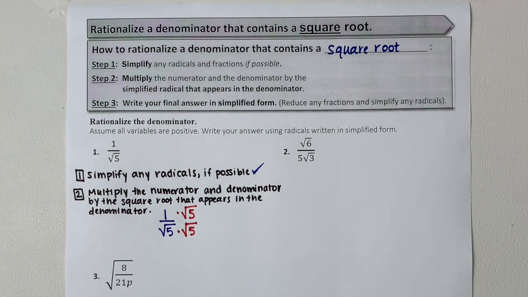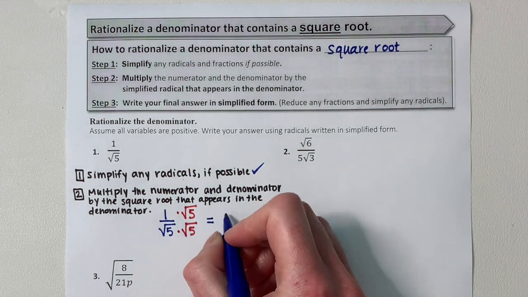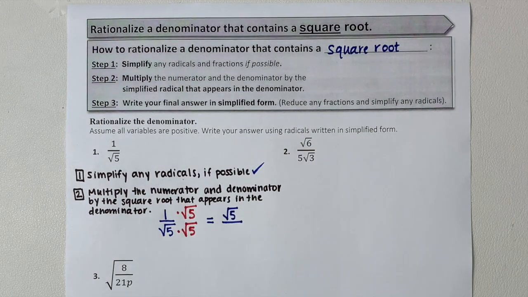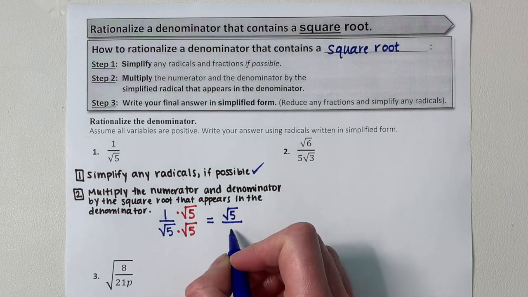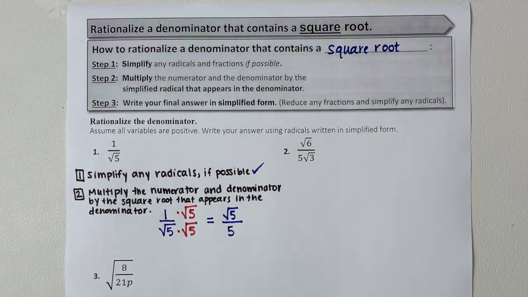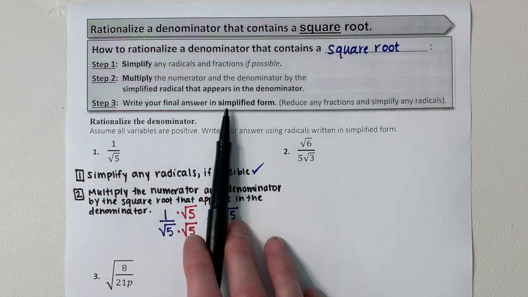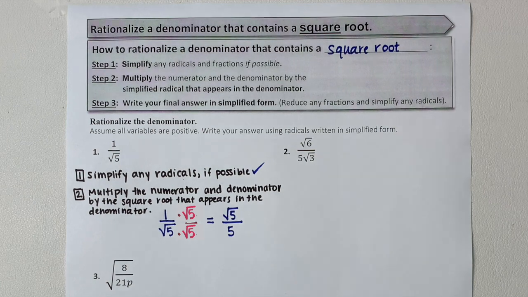Now, what does that leave us with? 1 times the square root of 5 gives us the square root of 5. And we learned in my 6.4 video that when you multiply 2 identical square roots, the answer is just the radicand, which is 5 in this case. So the square root of 5 times the square root of 5 is just 5. And look, we have now rationalized the denominator, meaning that we've gotten rid of the radical in the denominator. For step 3, you want to make sure that you've written your final answer in simplified form. We cannot simplify this any further, so this is our final answer.